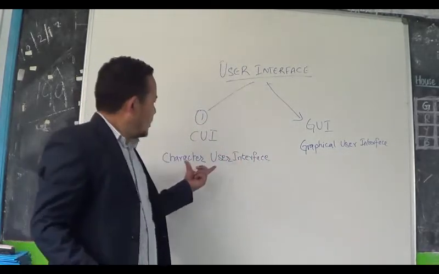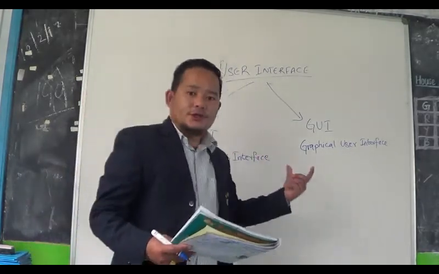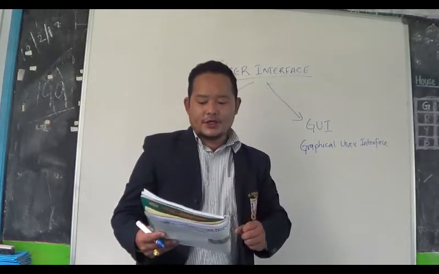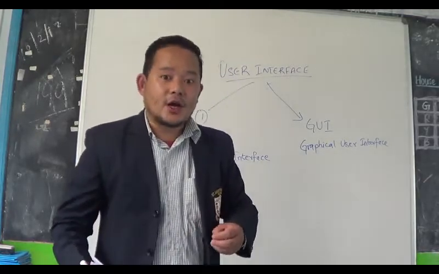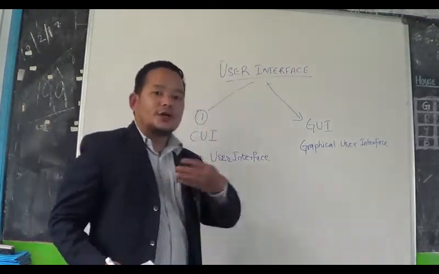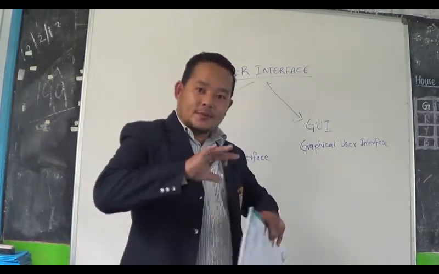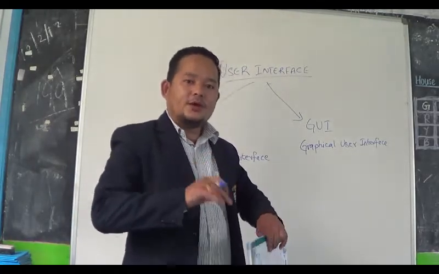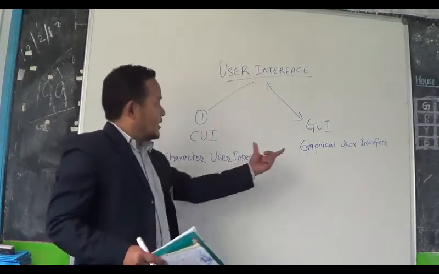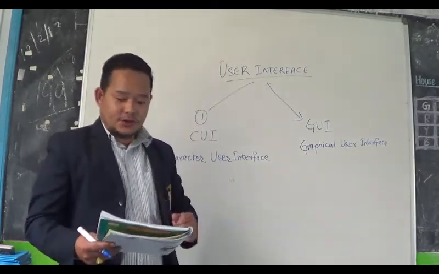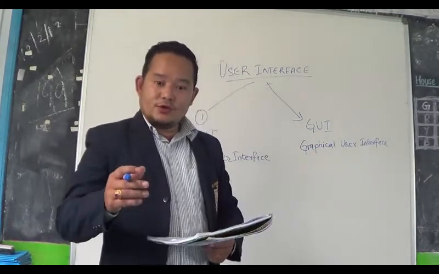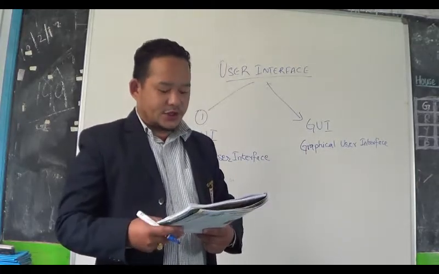Okay. What does CUI do? In a character user interface, the user interacts with the computer system by typing commands. So in CUI, how do we interact with the computer? We type commands with the help of the keyboard. That is CUI. And in a graphical user interface, the user can use a mouse to interact with the computer system just by clicking.